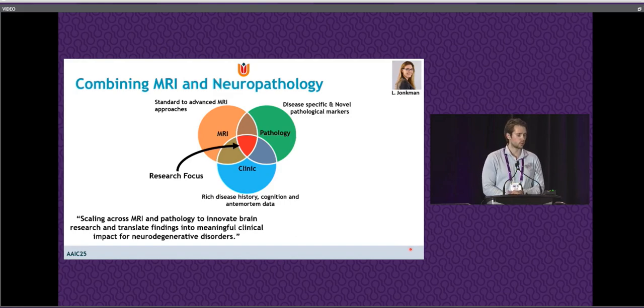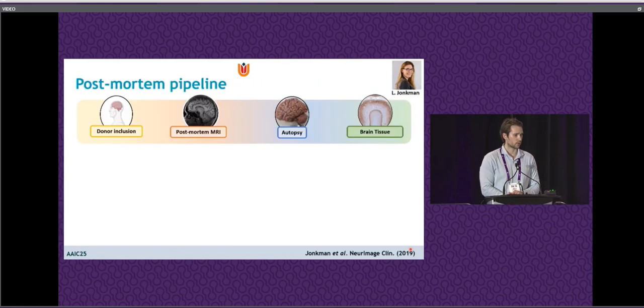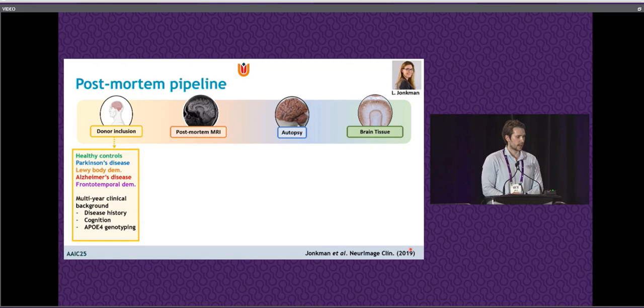And we can do this thanks to our unique post-mortem pipeline, which I want to talk to you a little bit about. So of course we have donor inclusion located in the Netherlands, in Amsterdam. And here we include healthy controls, Parkinson's disease cases, Lewy body dementia, Alzheimer's disease, and frontotemporal dementia.